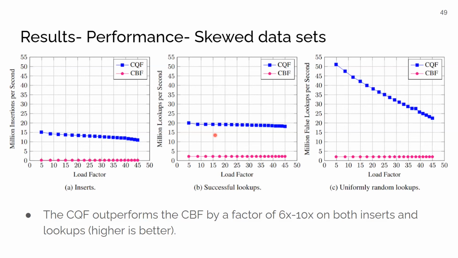Now let us look at the performance for skewed datasets. As we can see in all three graphs, the CQF outperforms the CBF by a factor of 6 to 10 on both inserts and lookups.